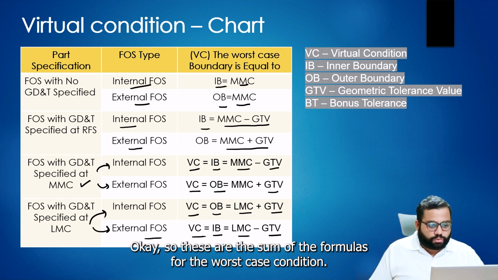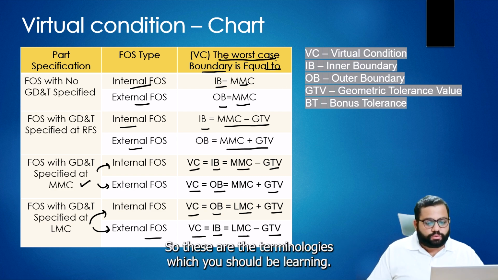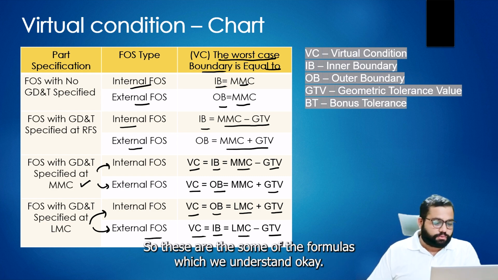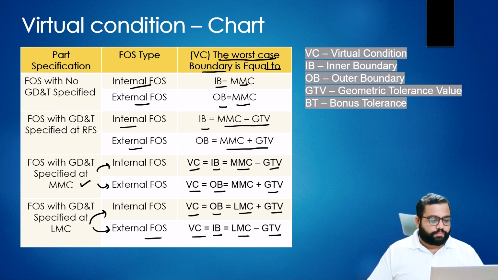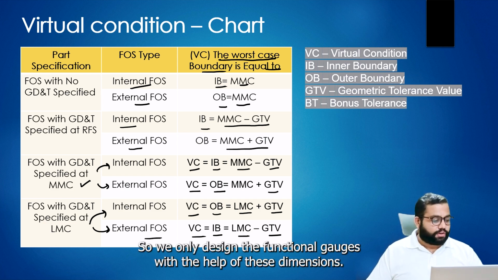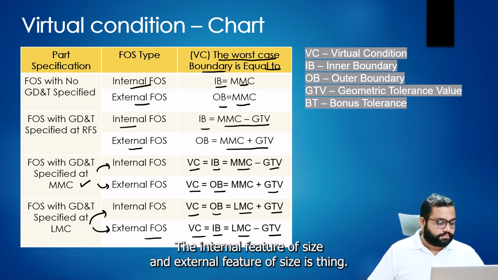Okay. So these are some of the formulas for the worst case condition. These are the worst case boundaries. These are the terminologies which you should learn, and this is very, very important. With the help of these boundaries, we design the functional gauges. We only design the functional gauges with the help of these dimensions. So for both the internal feature of size and external feature of size, the virtual condition is the same.